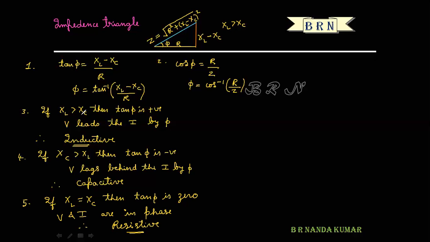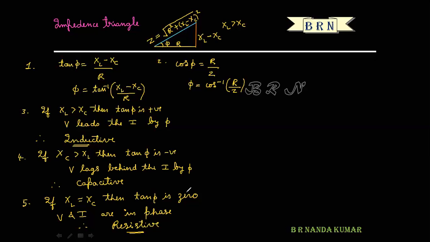If XL is more than XC, the LCR series circuit behaves like an inductive circuit. If XC is more than XL, the LCR series circuit behaves like a capacitive circuit. If XL is equal to XC, the LCR series circuit behaves like a resistive circuit. So these points are very, very important. Actually, this is the condition for resonance. When inductive reactance is equal to capacitive reactance, the LCR series circuit is said to be in resonance.